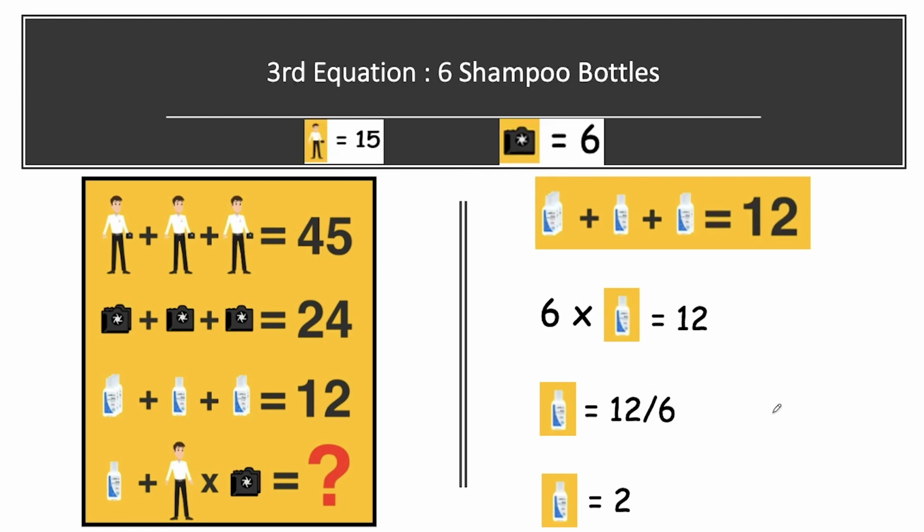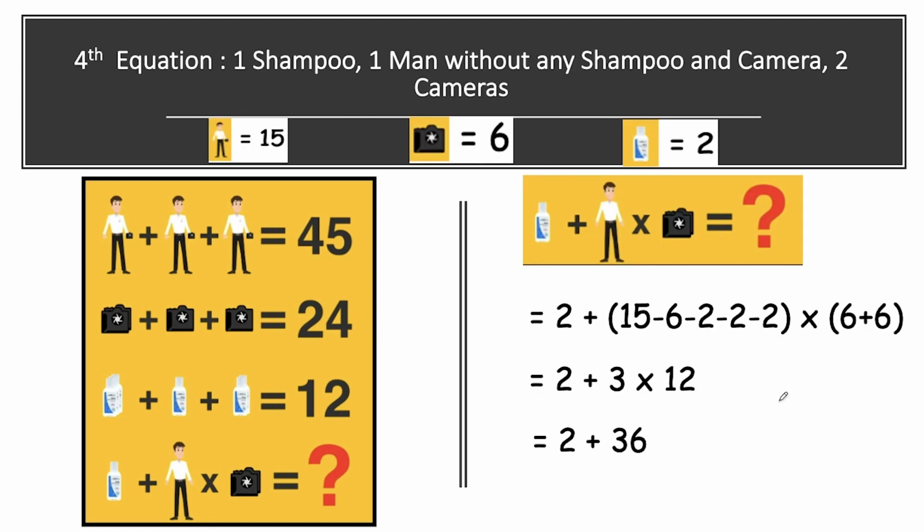Now jumping on to our third equation. In the third equation, we have 6 shampoo bottles. 1, 2, 3, 4, 5, 6 is equal to 12. On solving this, we will get 6 into 1 shampoo bottle equal to 12. So 1 shampoo bottle value comes out to be 2. Now jumping on to our fourth equation.